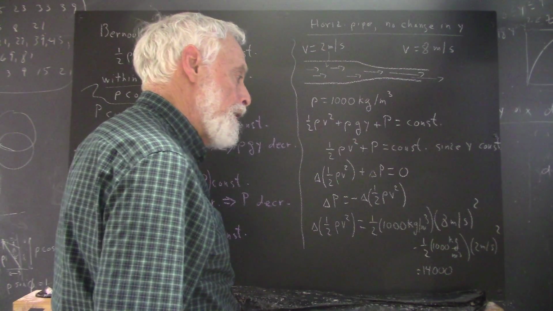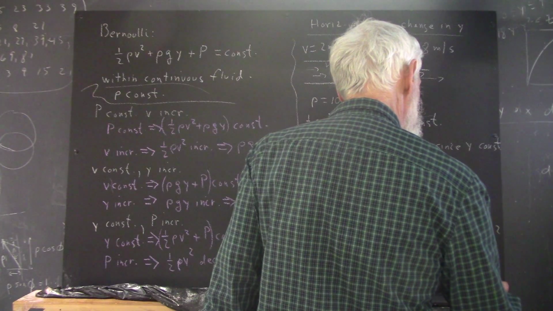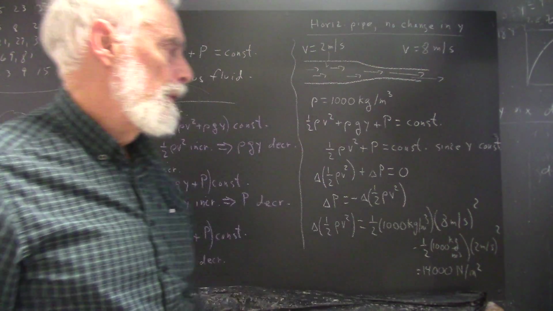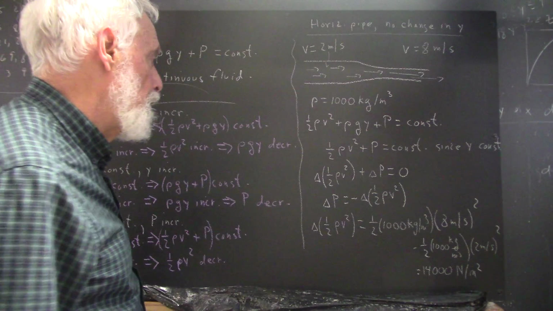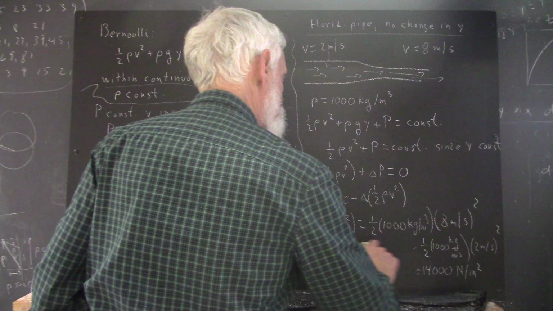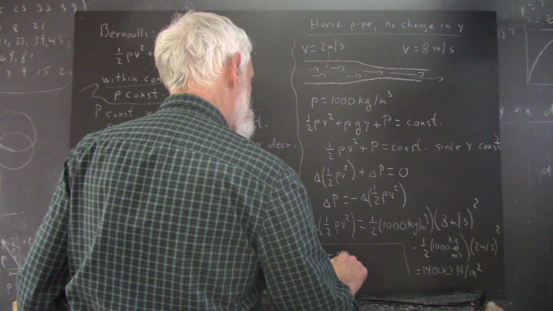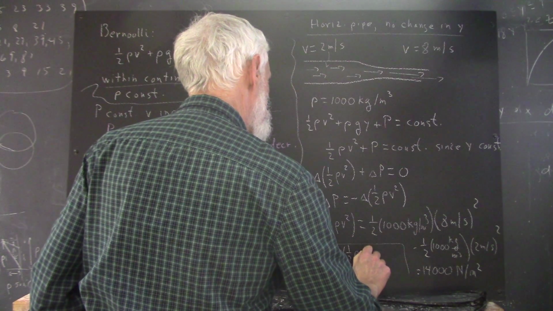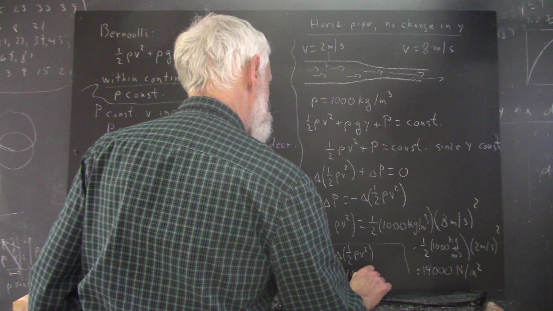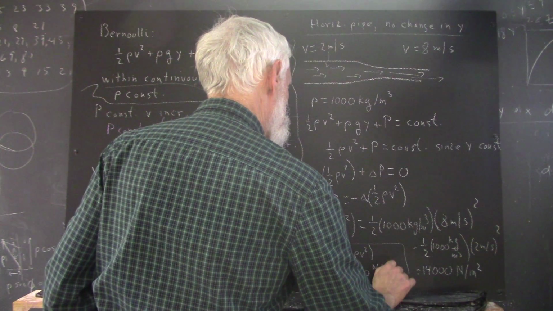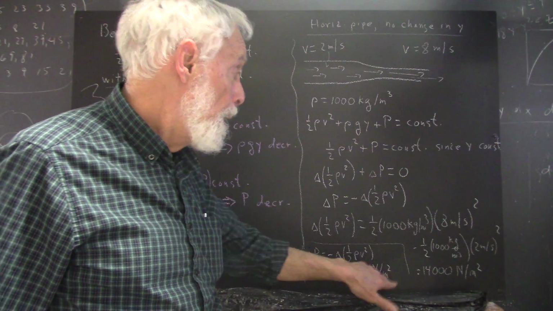And it's going to turn out that that's newtons per square meter. I'll fill that in over here, make sure we understand that. So the delta P is negative the change in 1/2 rho v squared, and that's going to be negative 30,000 newtons per square meter. We could also call that 30,000 pascals.